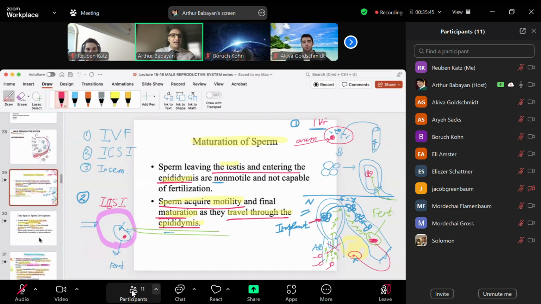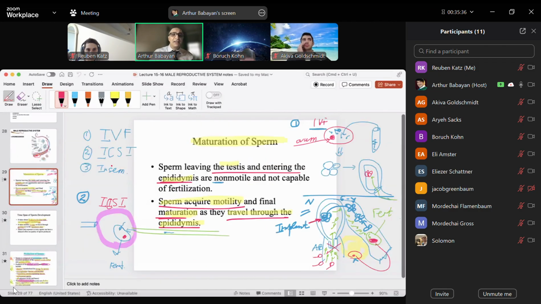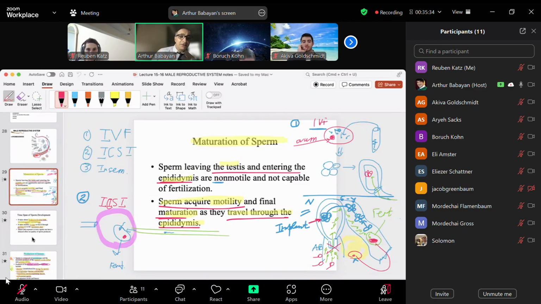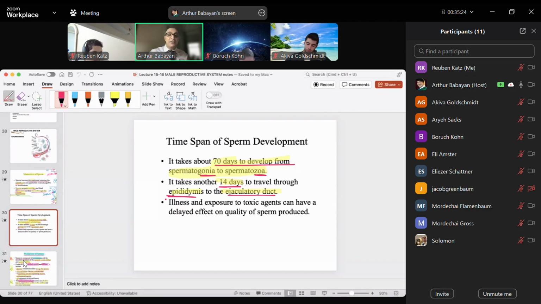That case is not going to be on the exam. This is more general information. For example, one of the students last year asked me that, so when you see it on the slide, I am explaining in case it is interesting for you. It takes about 70 days to develop from spermatogonia to spermatozoa, and another 14 days to travel through the epididymis to the ejaculatory ducts.